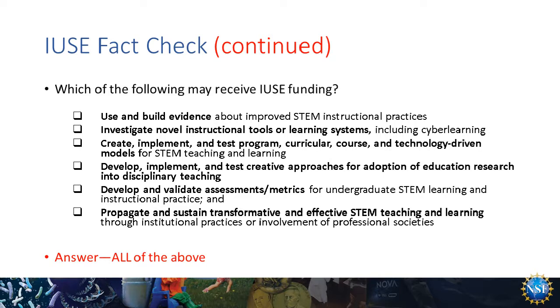IUSE is a program which tries not to be too prescriptive. We are interested in your ideas. We are interested in your originality and the things that you would like to try to accomplish. In large part, the flexibility that has been built into the IUSE solicitation, the IUSE program, is very much intentional. So we look to you, in part, to come up with best ideas for how to improve undergraduate STEM education.